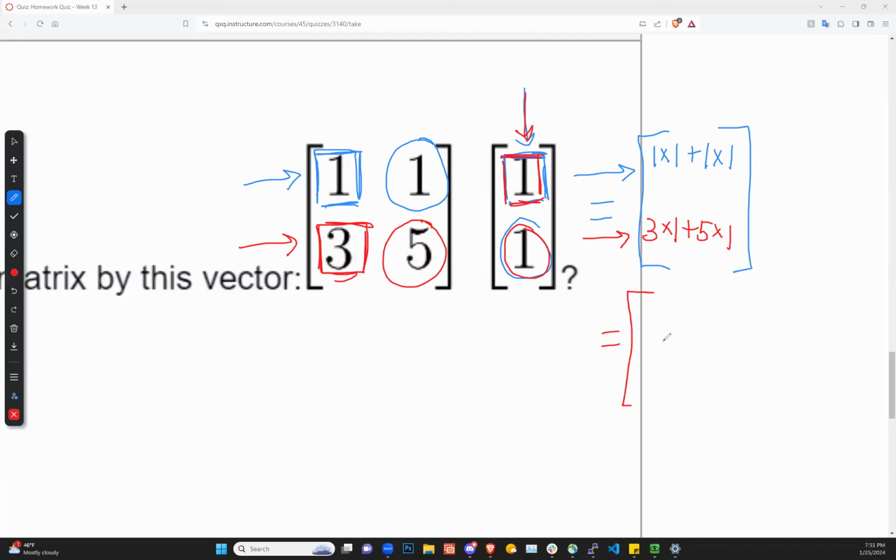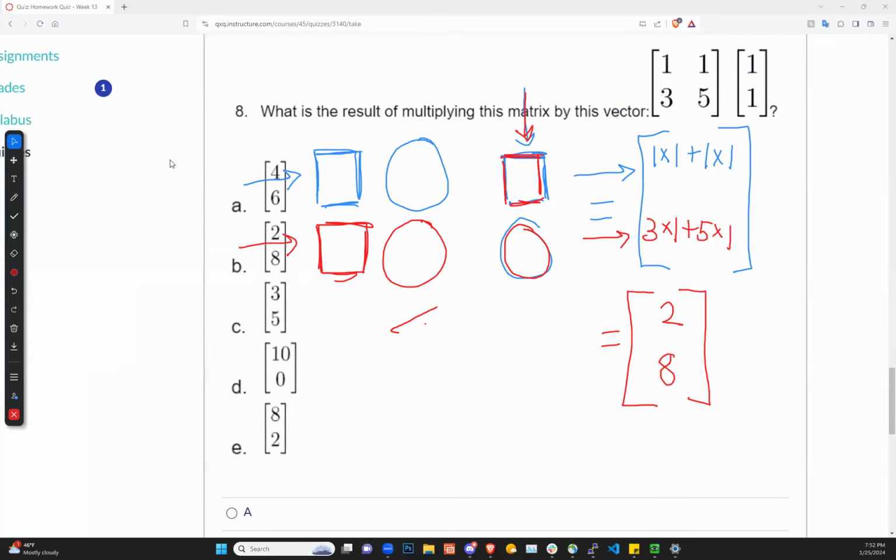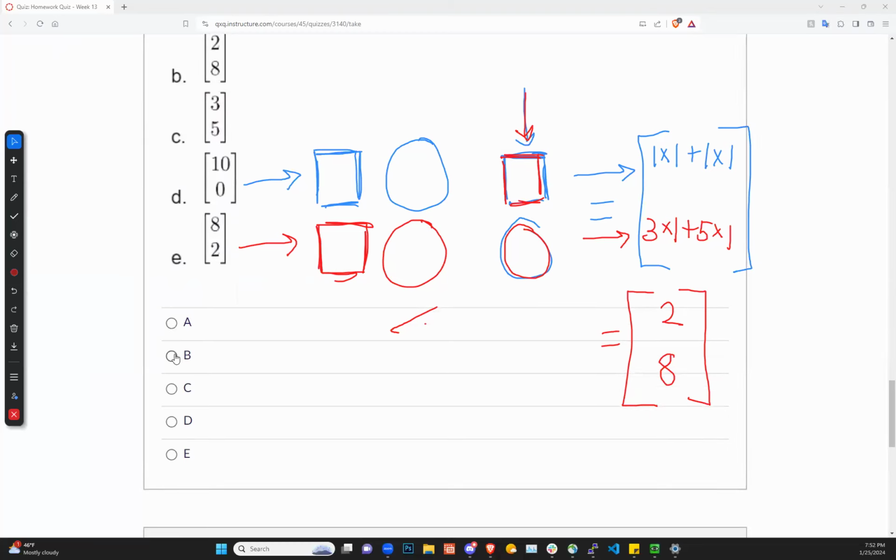And so I can simplify this a little bit. 1 times 1 plus 1 times 1 is 2. And 3 times 1 plus 5 times 1 is going to give us 8. So that is the result of multiplying this vector by this matrix: 2 and 8 as our components. Are there any questions about how I did this matrix multiplication here? Let's just record the right answer. It is 2, 8, which is B.